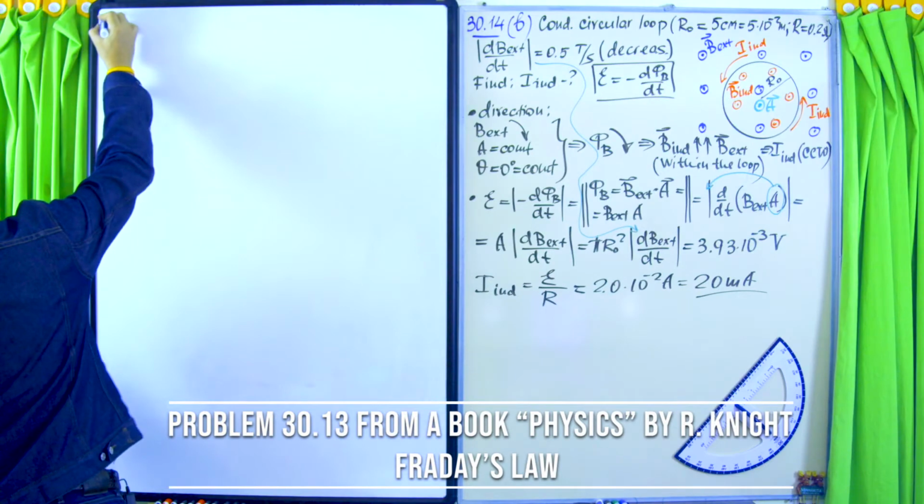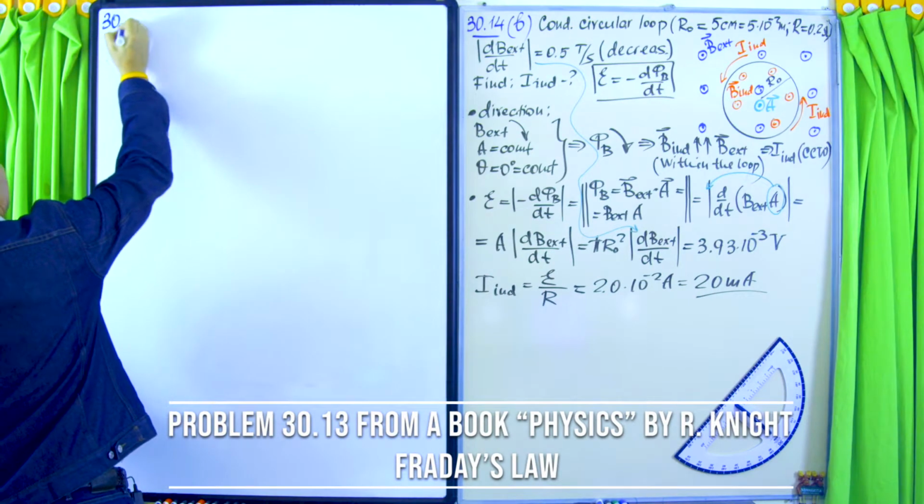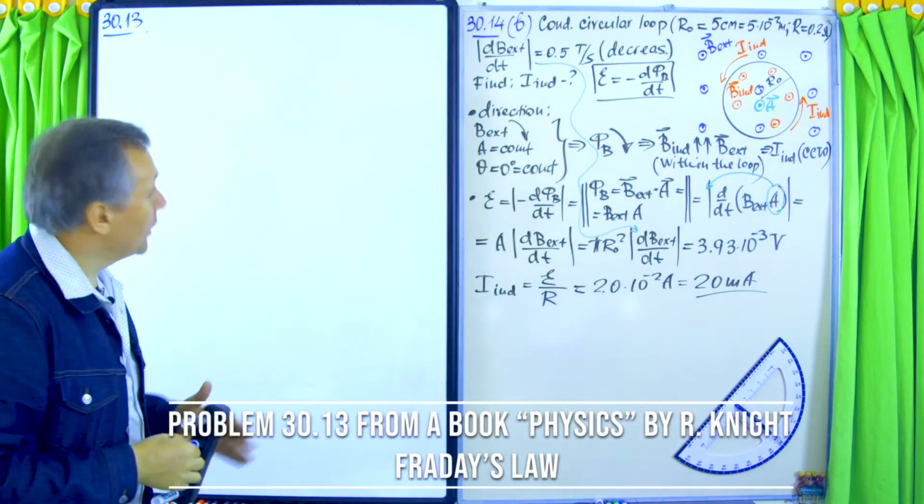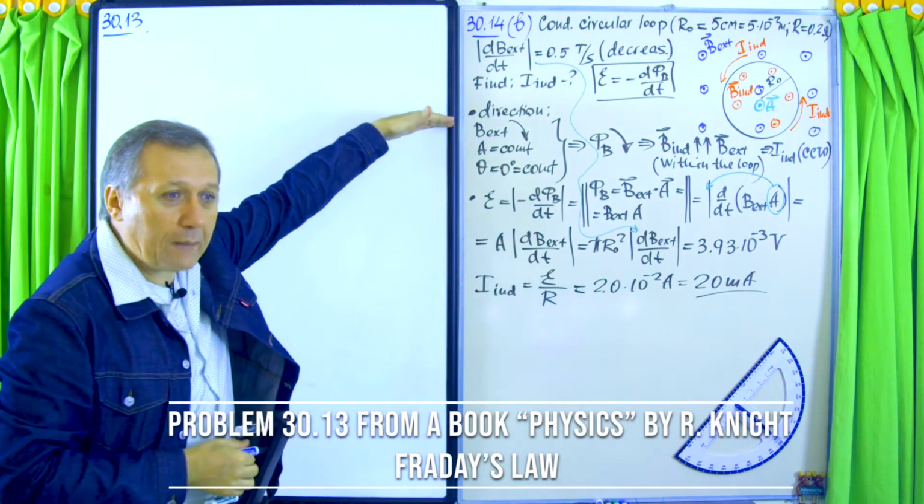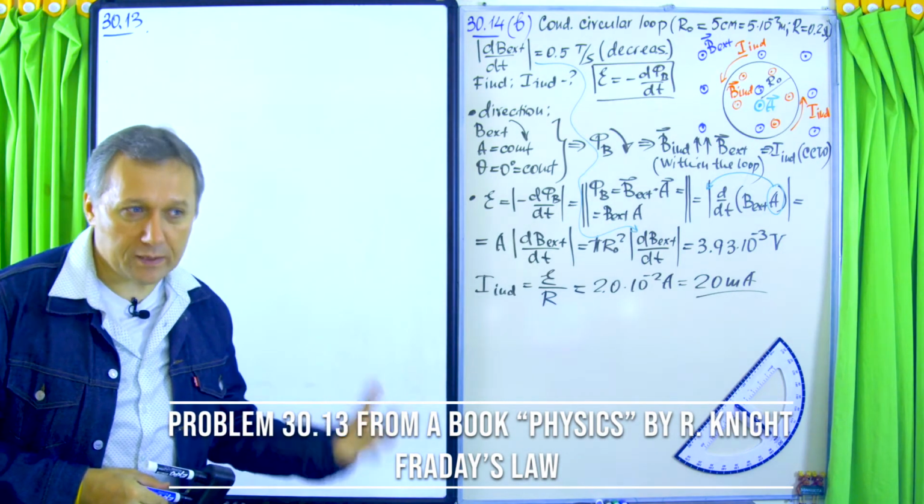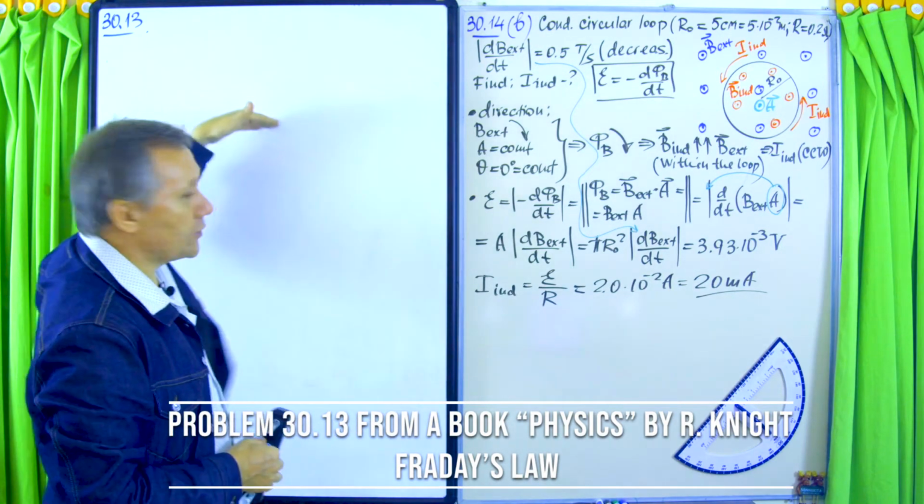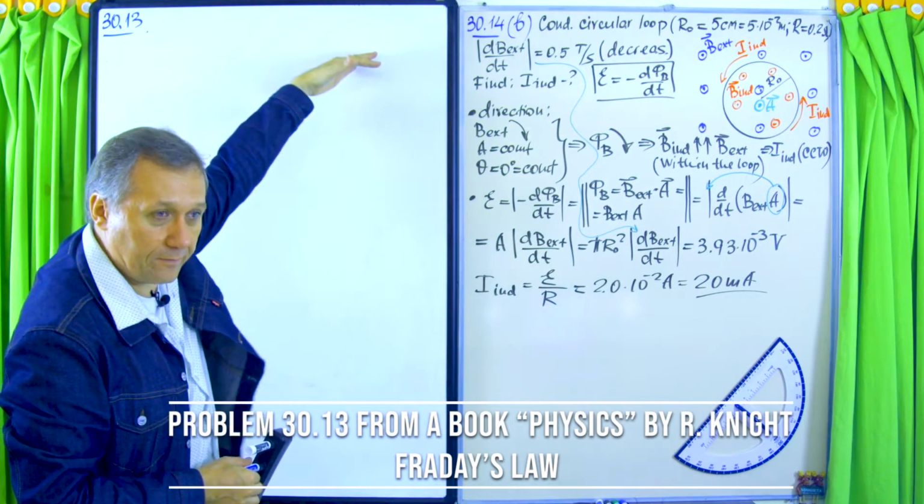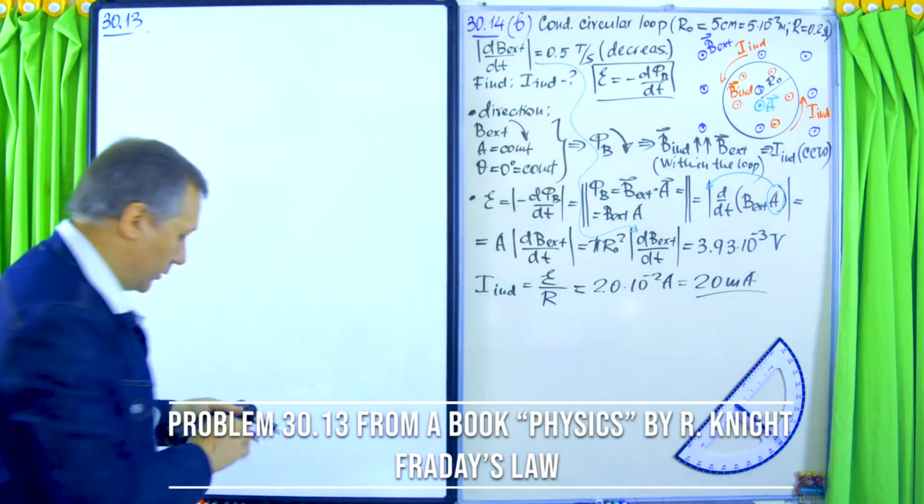So it's problem 13, chapter 30. And what do we have here? We have, for example, above this line, a uniform magnetic field, but below a certain line, zero magnetic field. So there is a border between field and no field. Okay, let me draw that.